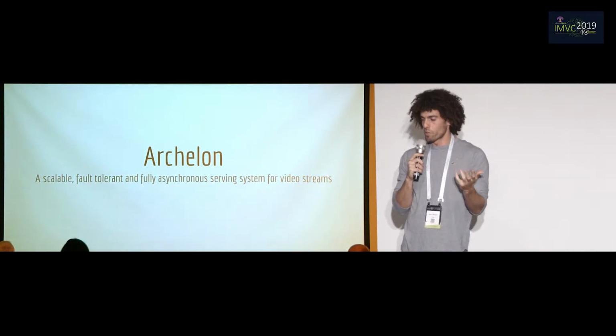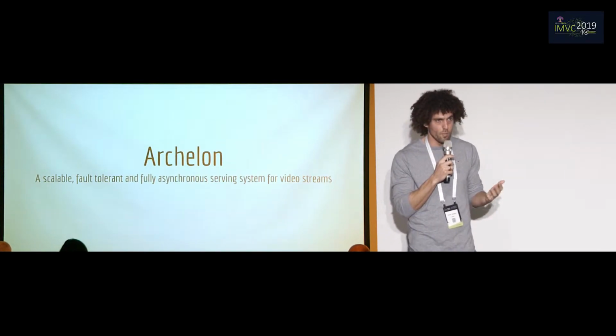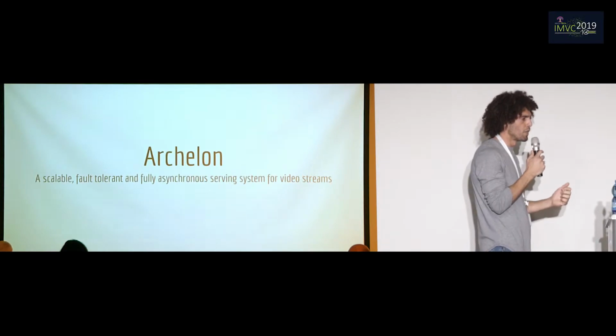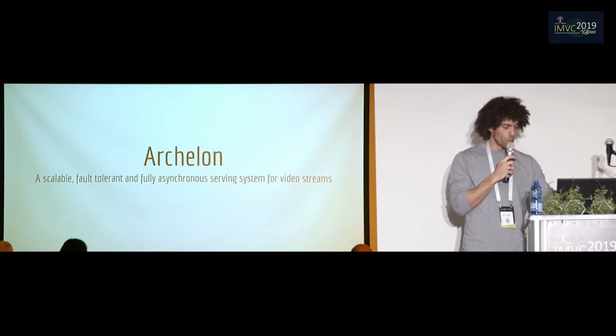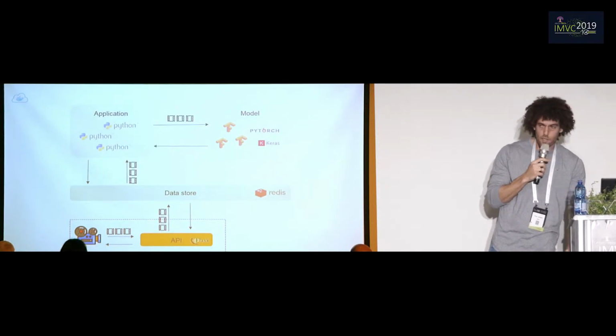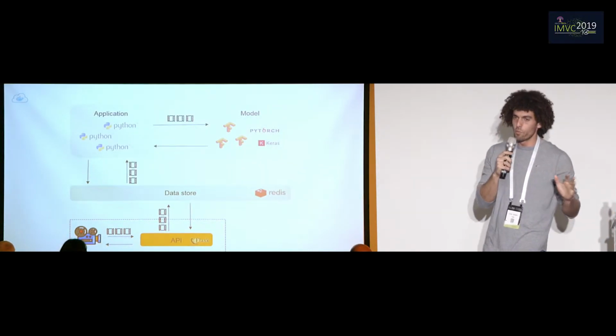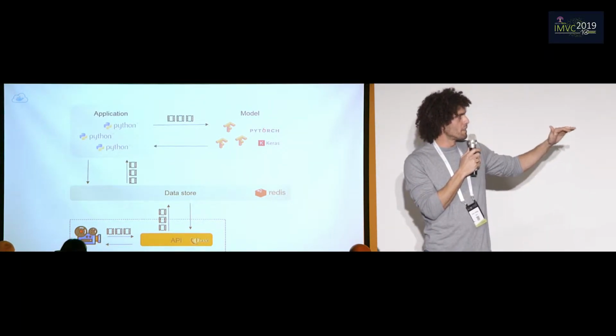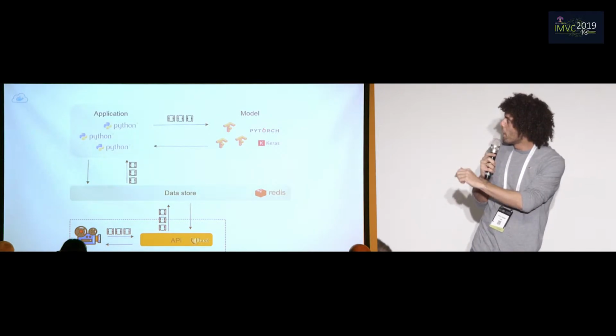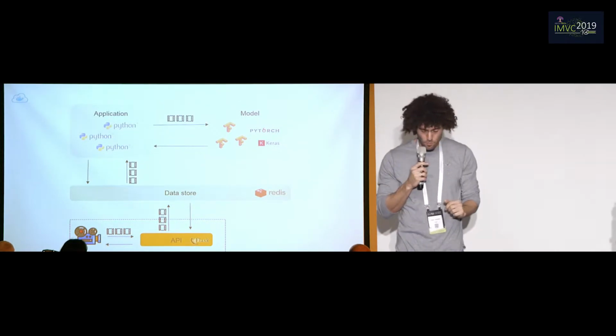It's a framework, actually an asynchronous framework that supports real-time deep learning. It's a fully automated, fault-tolerant and scalable framework. And at a high level, this is the architecture. It's very simple. It's divided into 4 main components: the API, the data store, the application, and the model.